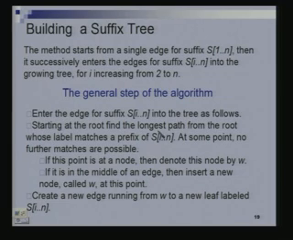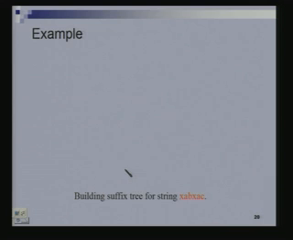Right? So starting at the root, find the longest path from the root whose label matches a prefix of suffix si through n. At some point no further matches are possible. If this point is at a node, then we denote it by w. If it is in the middle of an edge, we insert a new node and call this node w, and we create an edge running from w to the suffix that we create.